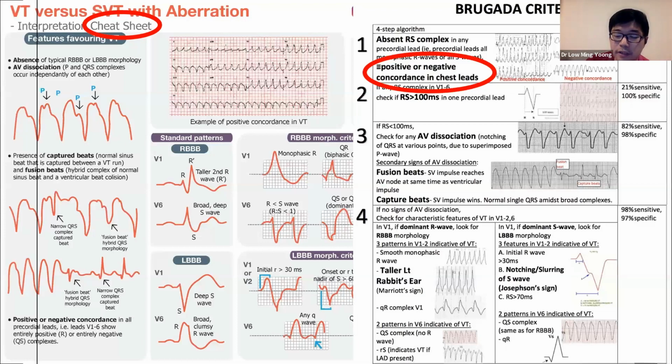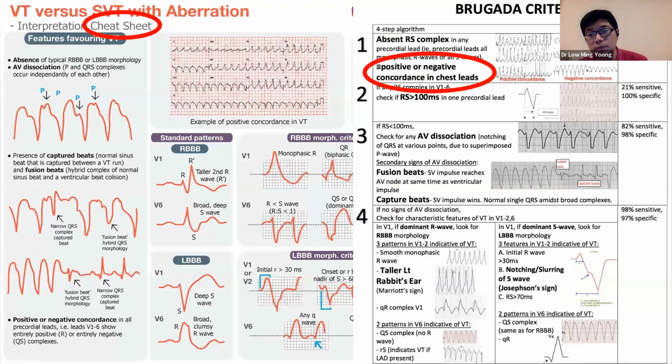AV dissociation, fusion and capture beats. Okay, this is very important. For me, this is the most important for VT. If I were to see a VT with confidence, this is the first thing I look for. Okay, whether there's fusion beat, capture beat, AV dissociation. If there is, very, very likely that it's going to be VT.